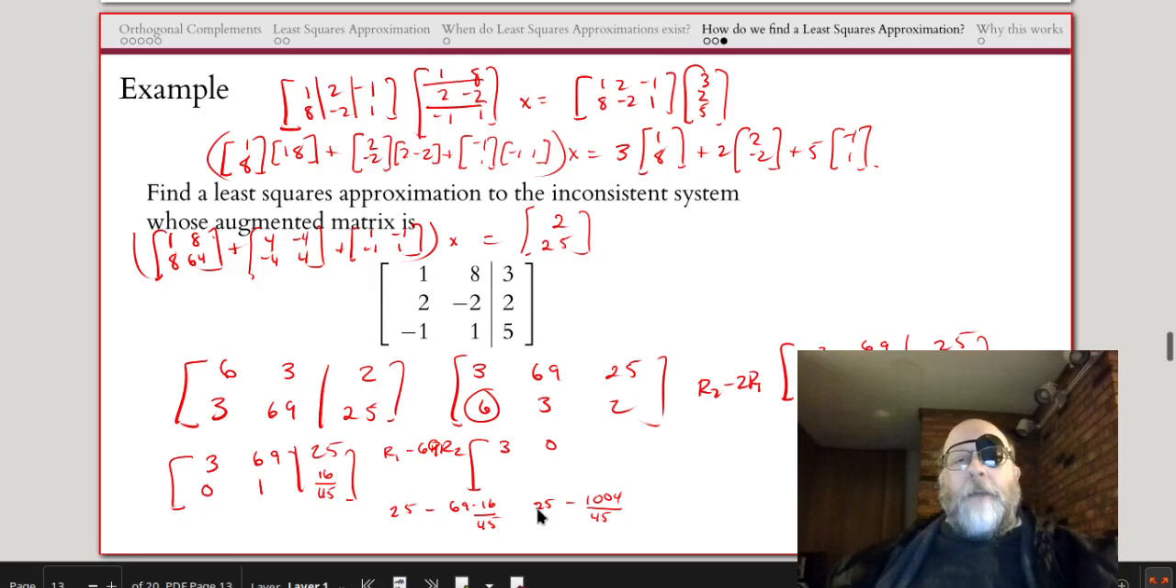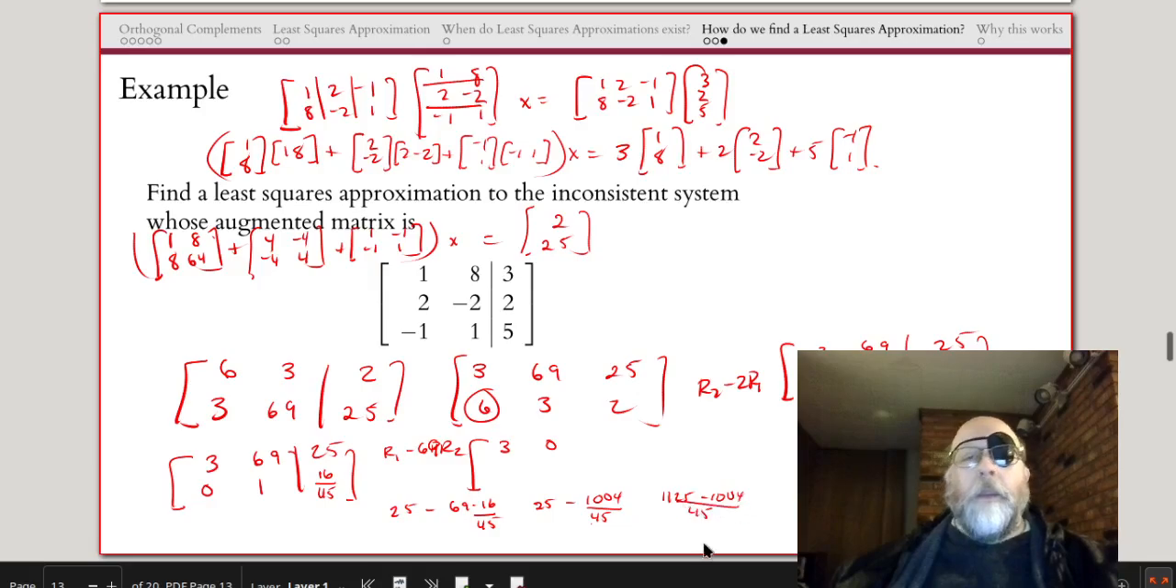It's got a common denominator here. 25 times 45 is 1125. Plus 300 is 1125. And that's 121 over 45.